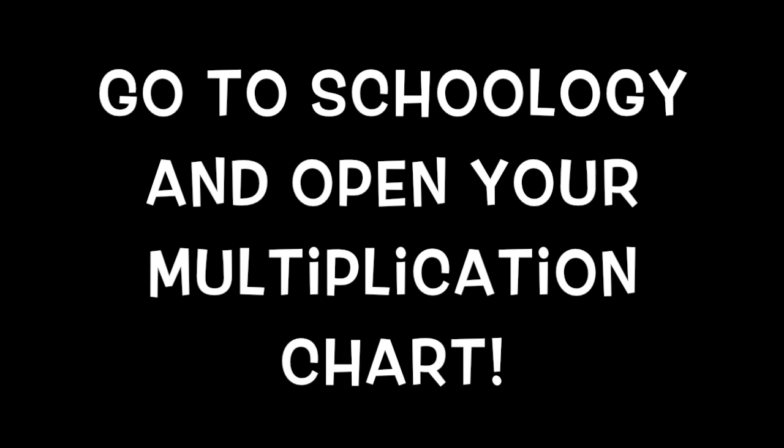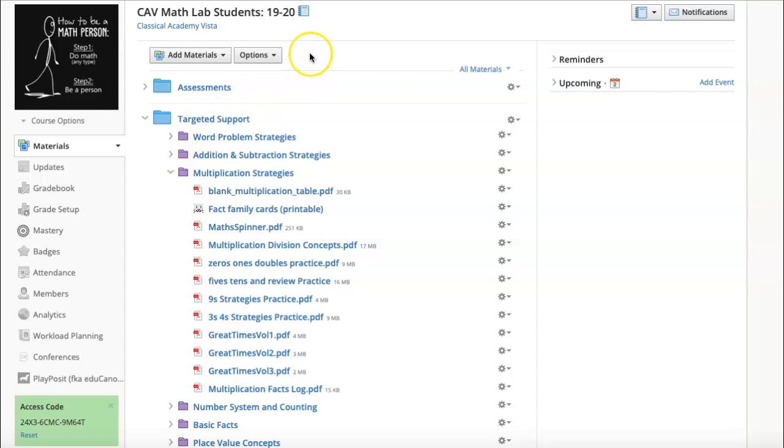Let's pull out our multiplication table that hopefully you've been highlighting along the way, but if not, you can go to the CAV Math Lab course, and under the Multiplication Strategies folder, you'll find one here and you can print it out. You'll also find some resources like these fact family cards that will help you practice your multiplication facts and the related division facts, and also the practice packet for this video.